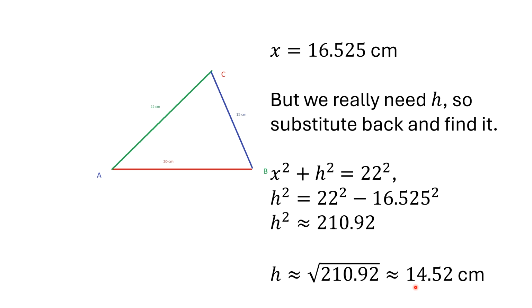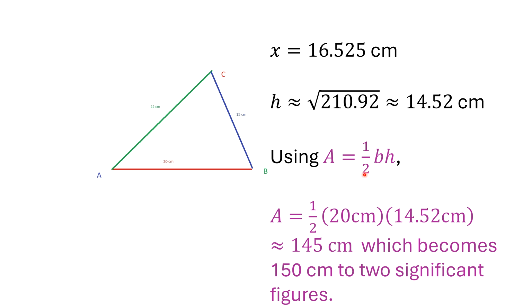Now, that just gives me h. I have to find the area. And to find the area, we're going to use a pretty well-known formula. The area of a triangle is 1/2 the base times the height. Now, we have a base of 20. We got a height of 14.52. There's no need to do 2 right triangle areas and put them together. We're going to just take the whole base and the height, and do 1/2 the base times the height.